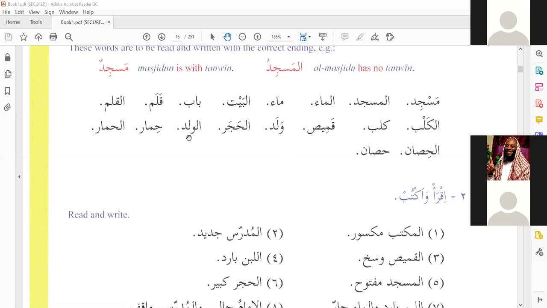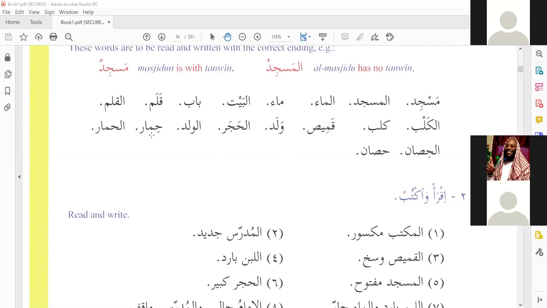Yes. So both of these now are definite. So that's why both of them have alif lam, and neither of them will get the tanween. It will not be al-hajarun. It will be al-hajaru. Al-waladu. Good. Sister Mia, could you do the next two? Yes. Himarun, al-himaru. Excellent work.